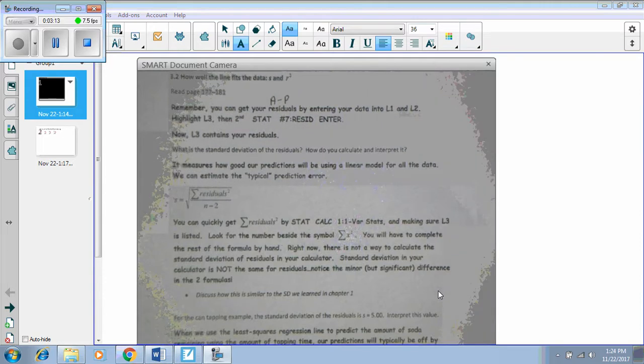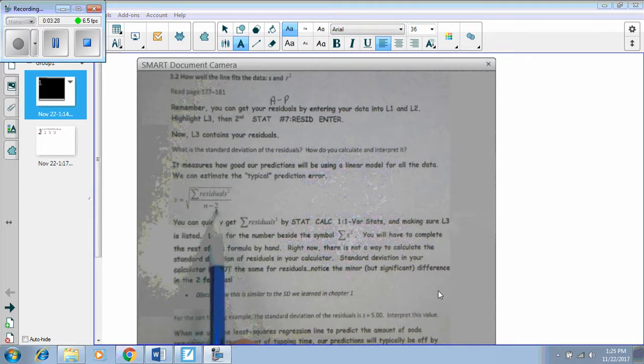Now, you cannot use the standard deviation in your calculator. It is not the same for residuals. There is a small difference in the two formulas. So for the residuals, we do n minus 2. And for standard deviation of data, you're just doing n minus 1.